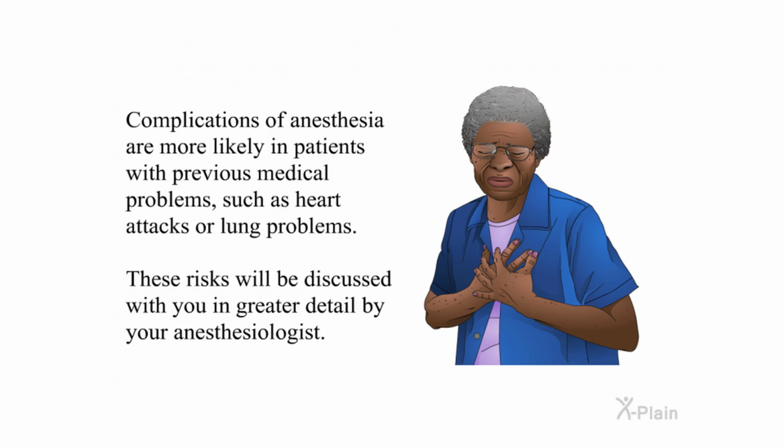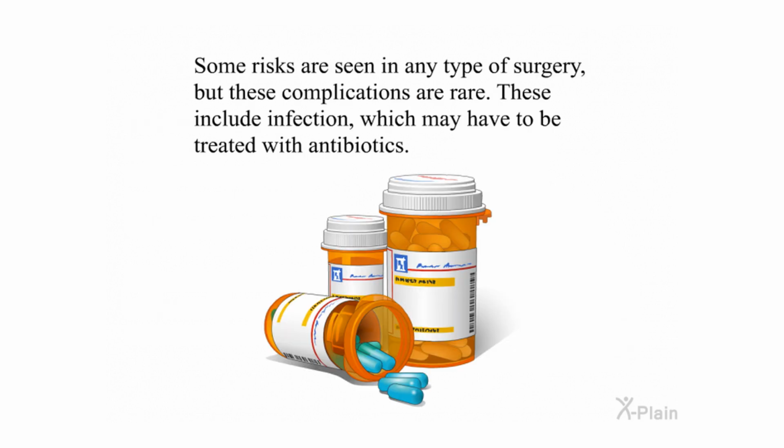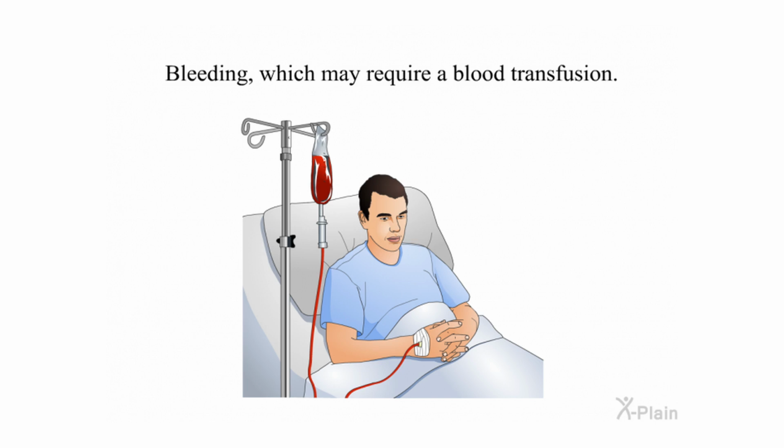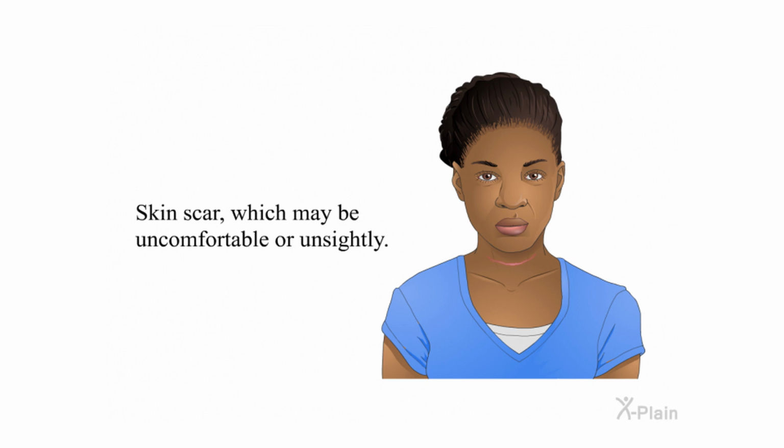Complications of anesthesia are more likely in patients with previous medical problems, such as heart attacks or lung problems. These risks will be discussed with you in greater detail by your anesthesiologist. Some risks are seen in any type of surgery, but these complications are rare. These include infection, which may have to be treated with antibiotics. Bleeding, which may require a blood transfusion. Skin scar, which may be uncomfortable or unsightly.